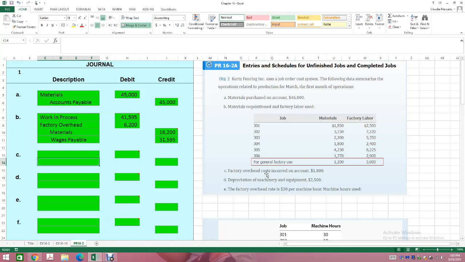Letter C, factory overhead cost incurred on account, $1,800. So you incurred $1,800 of some kind of factory overhead cost. Okay, but you paid for these on account. So what did you spend this on? On factory overhead. Okay, how did you pay for this factory overhead? It says on account. Every time it's on account, we use accounts payable. We owe this money. Okay, and the amount for letter C is $1,800. So factory overhead gets added, those $1,800 of overhead cost, and my accounts payable increases by $1,800.